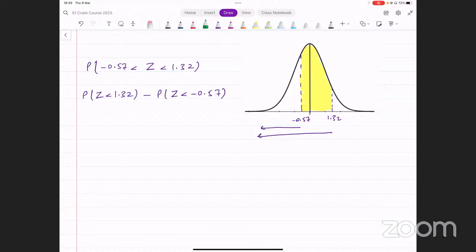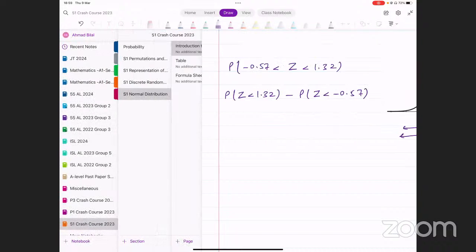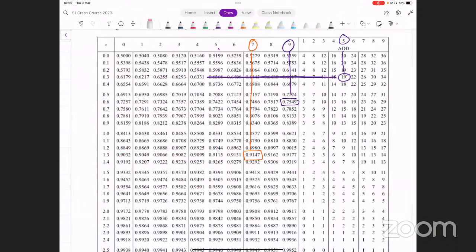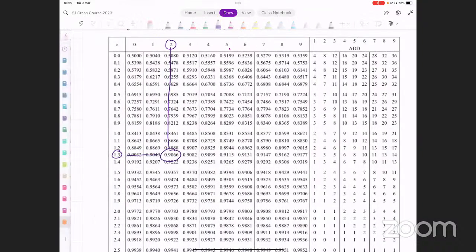All right, now this is something that we can find from the table. This is the standard form, z less than a positive number. We can go to the table and find this probability. Let's do that right now, 1.32. Let's see what value we get from that. 1.3 is here, and you have 2 here. The value of z that we get from this is 0.9066.